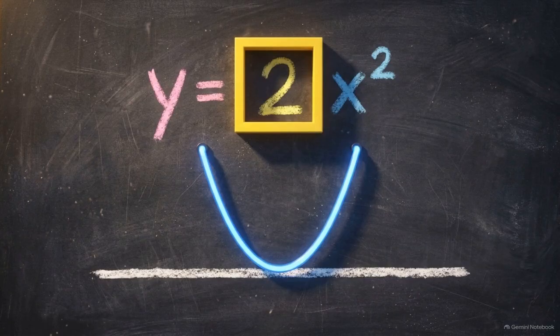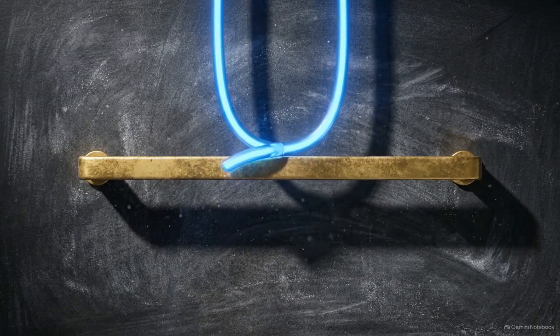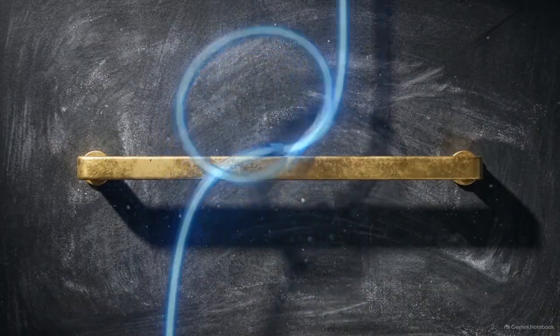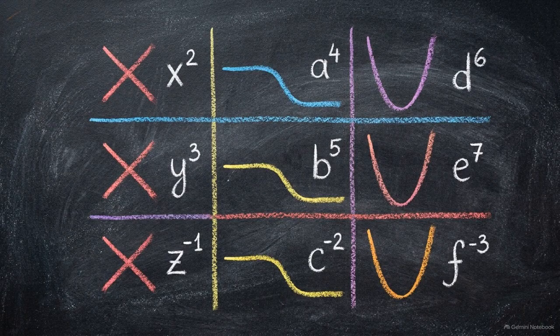Multiplicity dictates the physical behavior of the graph. It determines whether the line slices through the axis or interacts with it in a more complex way. As multiplicity increases, the graph tends to flatten out or reflect away from the axis, rather than simply passing through. This gives us a direct method for deduction. Identifying the collision geometry allows us to determine the multiplicity of each factor.